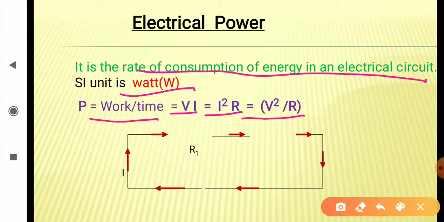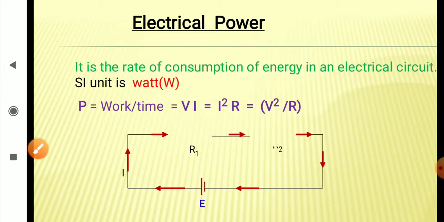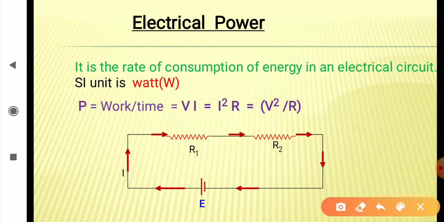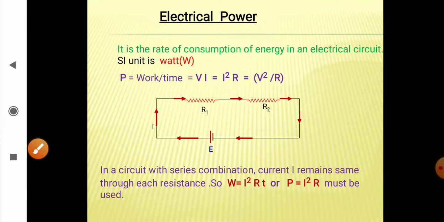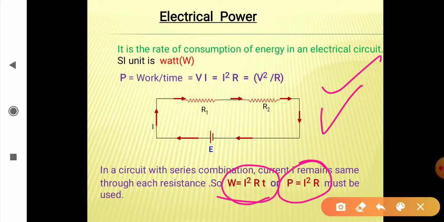Now the question arises: in which situations are you going to use these different formulae? So we are going to discuss that only. Let us take a series combination of two resistances R1 and R2. Now in series combination, current through each component is same, right? And in this case, we will use this relation I square R. See, the work done W is equal to I square Rt and P is equal to I square R. Now we are going to use these relations for series combination.